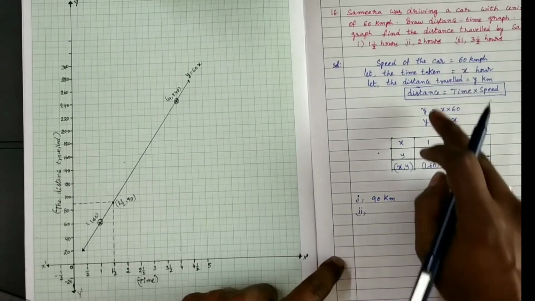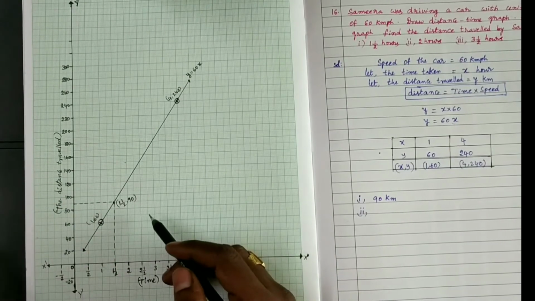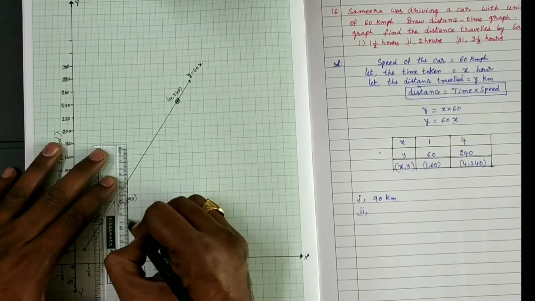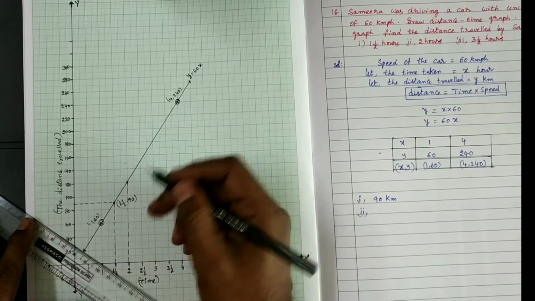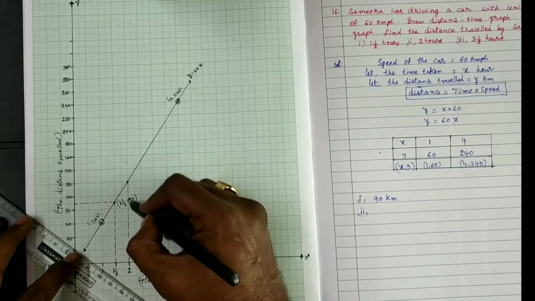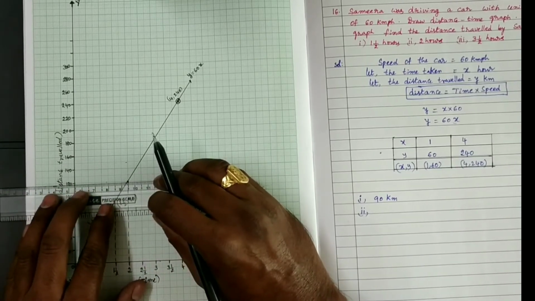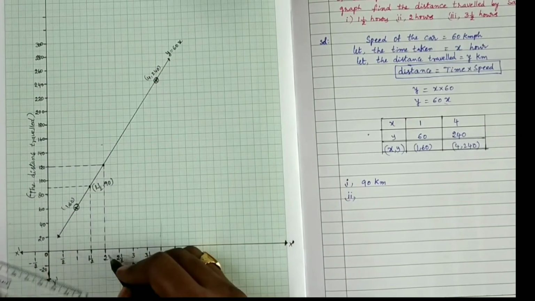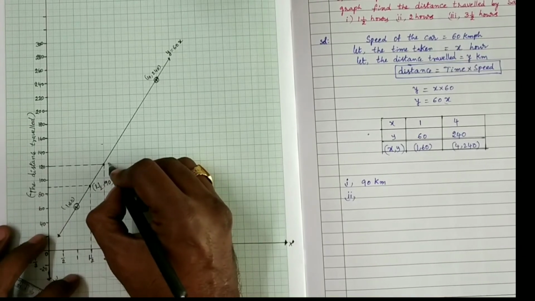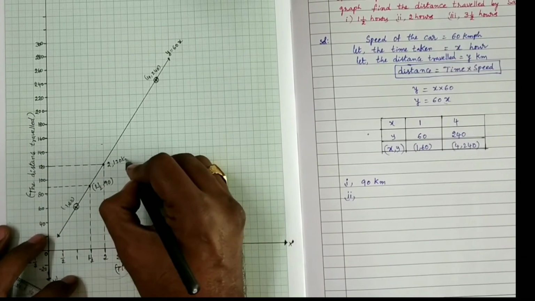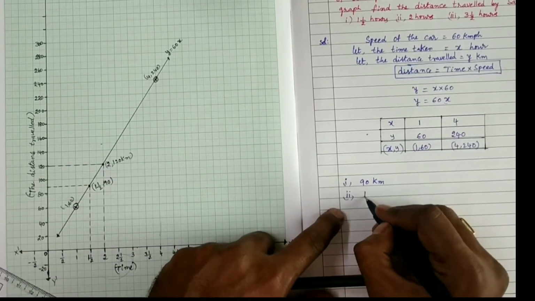And the second question is in 2 hours. Take dotted lines at 2 hours to the line y equals 60x. They intersect here. At this point, draw a perpendicular line to this dotted line to the y-axis. So in 2 hours, the car traveled 120 kilometers. So the second answer is 120 kilometers.